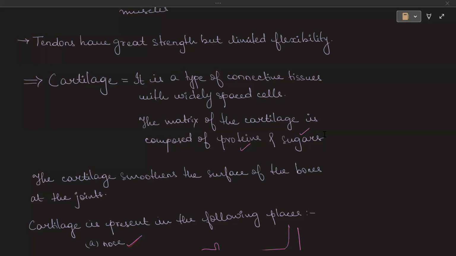Ma'am, what are examples of tendon? Tendon itself is present in between the muscle and the bone. There is no example here. It's a connective tissue in itself, present in between the bone and the muscle. There is no example. Wherever it is present, it is known as tendon. Okay, ma'am.